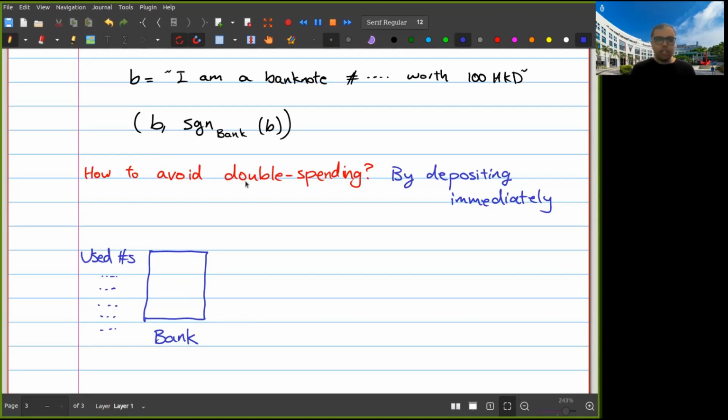And as soon as she shares the banknote, because Bob cannot trust that this is not double spending, Bob goes to the bank and immediately deposits it. And if the bank does not accept the deposit, if the bank says that this serial number was used before, then Bob will not accept the payment. Bob will say, you're actually double spending.